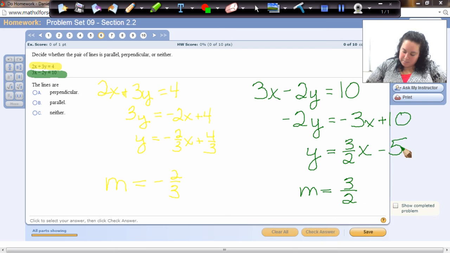Do the y-intercepts matter at all? No, not at all. Not for parallel and perpendicular. So this one is -2/3. This one is positive 3/2. Is that the same slope? No, so they're not parallel. Is it opposite reciprocal slope? Yes. Notice how this one's negative, this one's positive, so they're opposites, and this is the reciprocal of this, so they are opposite reciprocal. Great.